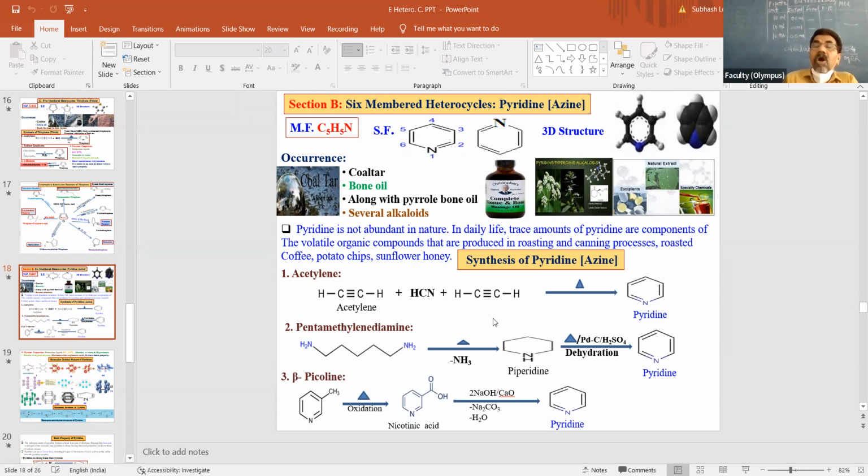Then occurrence, where it occurs. As you already know, coal tar is a raw material from which you can obtain a number of heterocyclic compounds. So coal tar is one source from which we can obtain this six-membered heterocyclic compound, pyridine. Then it can be easily obtained from bone oils, animal bone oils. Along with pyrrole, one of the five-membered heterocyclic compounds, we can obtain pyridine. Then most of the sources are several alkaloids.